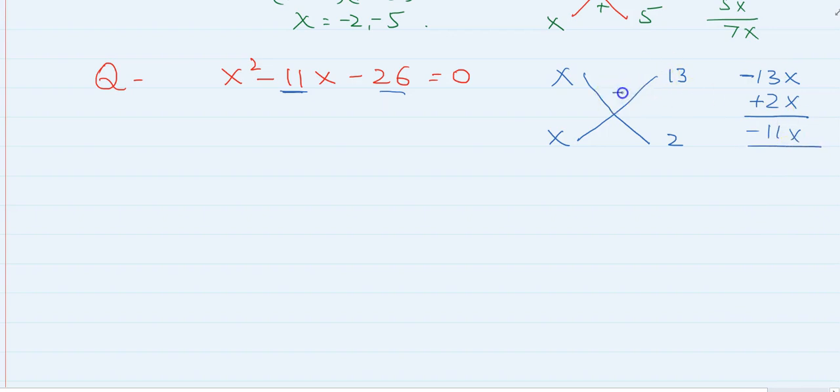Now this 13 is having a negative sign, this 2 is having a positive sign. So our factors will be x minus 13 and x plus 2. So the solution of this equation will be x is equal to 13 and minus 2. You can see this is a very easy method.